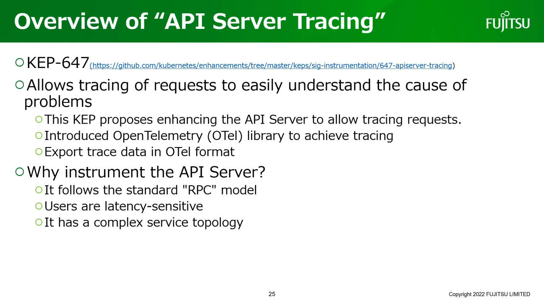So why instrument the API server? The Kubernetes API server is a great candidate for tracing for a few reasons. It follows the standard RPC model, serving a request by making requests to downstream components, which makes it easy to instrument. Users are latency sensitive. If a request takes more than 10 seconds to complete, many clients will time out. It has a complex service topology, so a single request could require consulting a dozen webhooks or involve multiple requests to etcd. This feature was proposed as there are many benefits to distributed tracing in the API server for this reason.